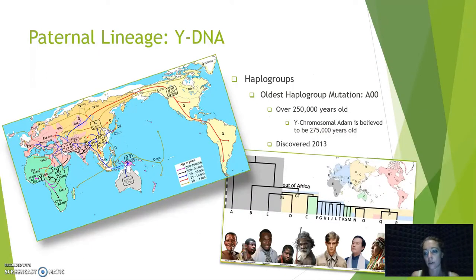The oldest known haplogroup mutation is in the group A00. It occurred over 250,000 years ago. And when you think about that, Y chromosome Adam is believed to be 275,000 years old. So the latest mutation that occurred happened 25,000 years after the original Y chromosome Adam.